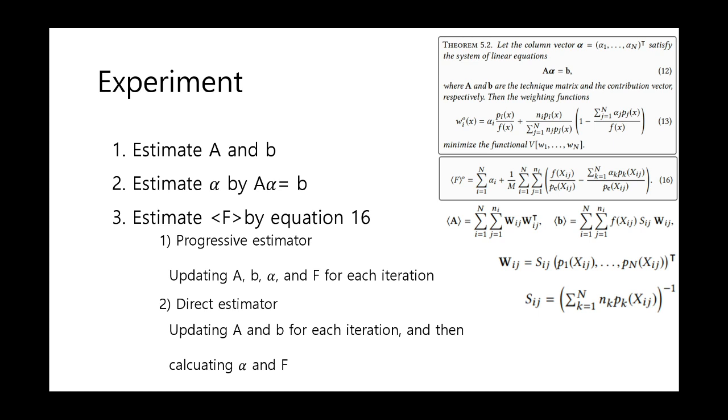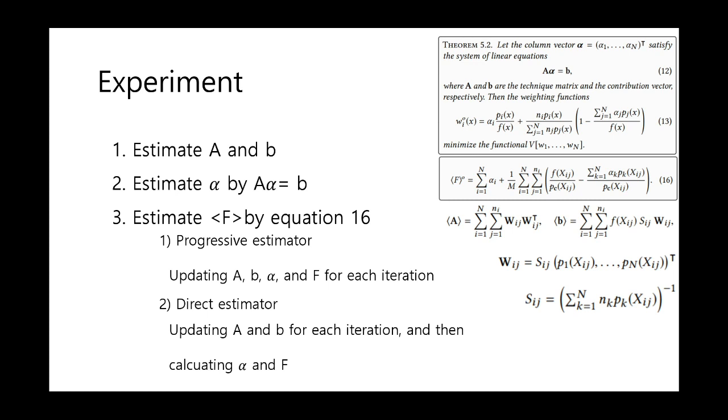To get the estimator F, we should calculate A, B, and alpha. In the actual experiment, the paper calculates these terms one by one. At this time, two estimation methods are proposed. First is the progressive estimator, updating A, B, alpha, and F for each iteration. Second is the direct estimator, updating only A and B for each iteration and calculating alpha and F at once after iteration.